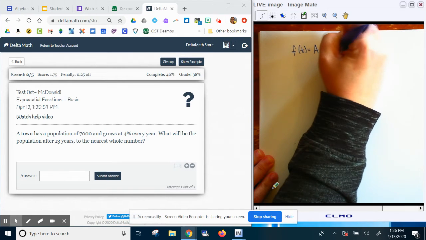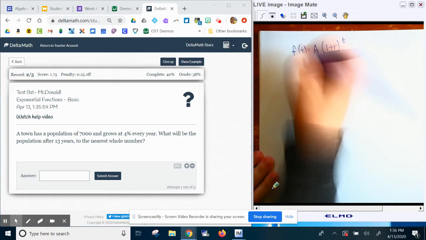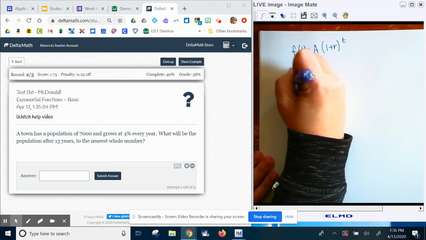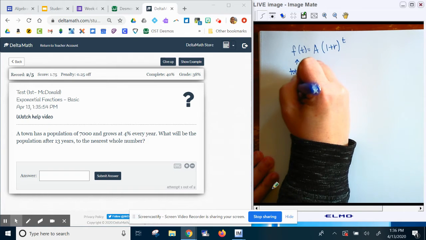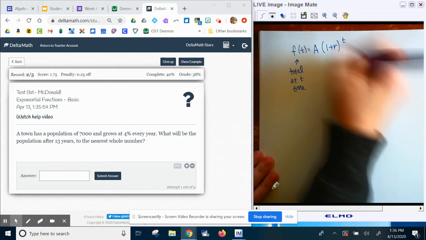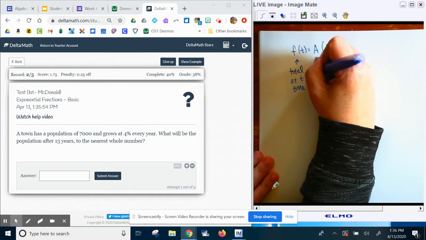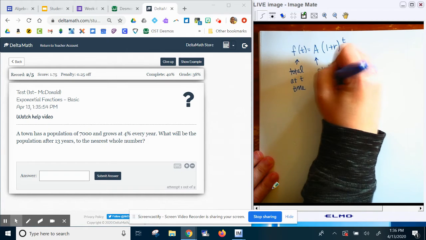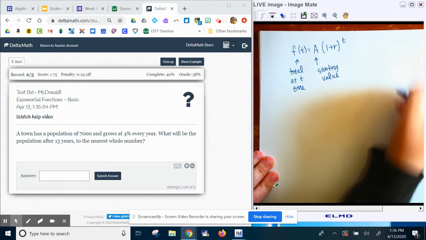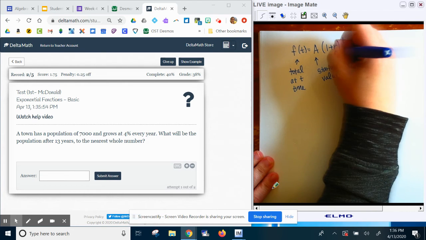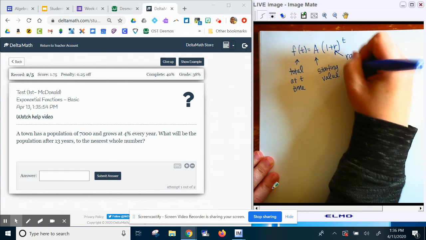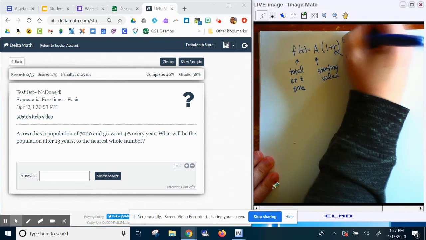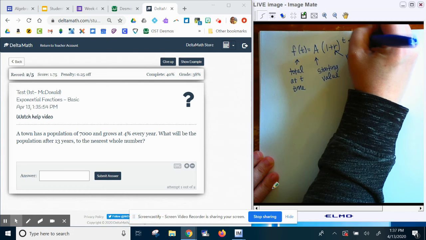1 plus r to the power of t. And just like before, this is my total at t time. So whatever time I'm talking about, this is the total that I have. My a is my starting value, so however much I start with. Okay, my r is my rate, but it's as a decimal. Make sure it's not a percent. Okay, and my t is my time.